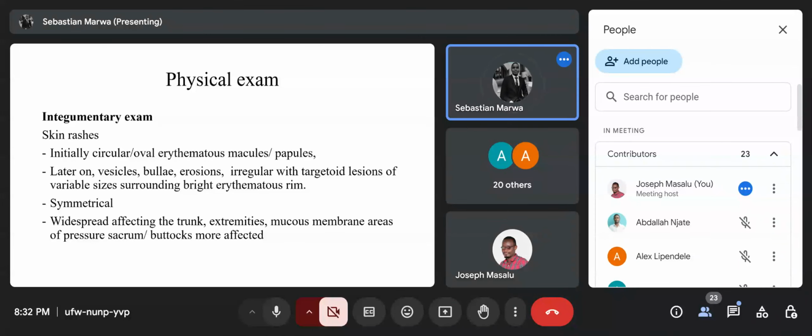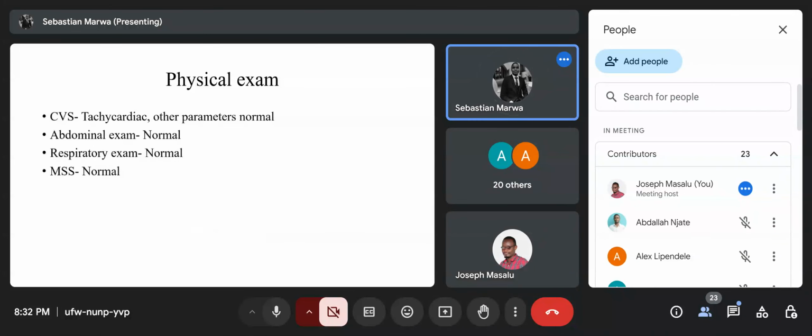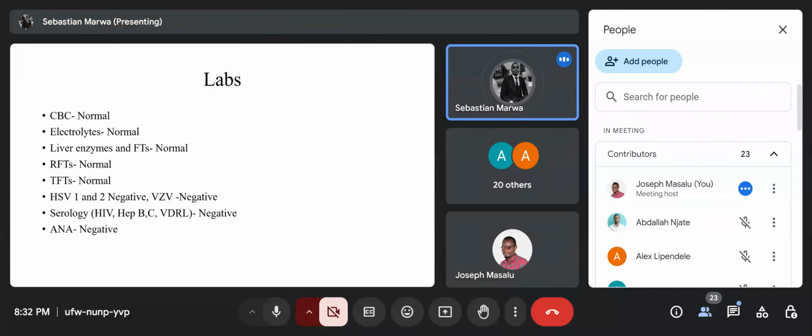I think that is perfectly explained. So for the other systemic examination, in the cardiovascular system our patient was tachycardic, but other parameters were all normal. Abdomen exam was normal, respiratory exam was normal, and the musculoskeletal exam was also normal.